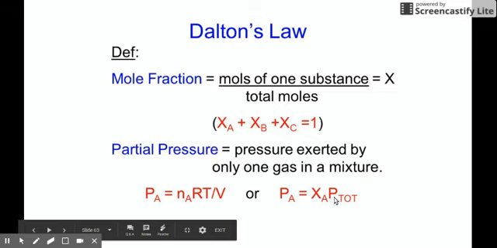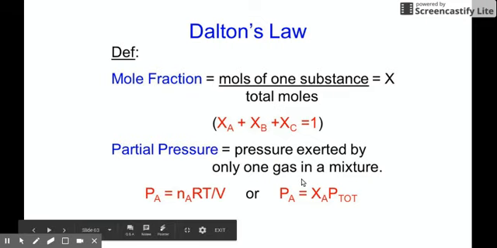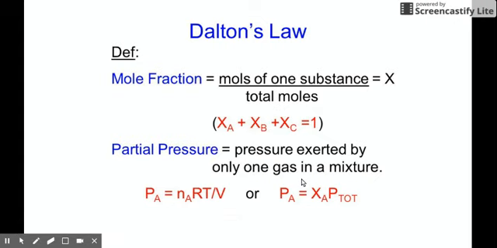So investigate in your problem later on about Dalton's law what variables you're given. You can use the ideal gas law if you're given temperature and volume, and you can get the mole of A. But if you're not given T and V, but instead you're given the mole fraction of A and the total pressure of the gas, then you can use this particular expression of mole fraction. So you have two options to get the partial pressure of a certain gas component.